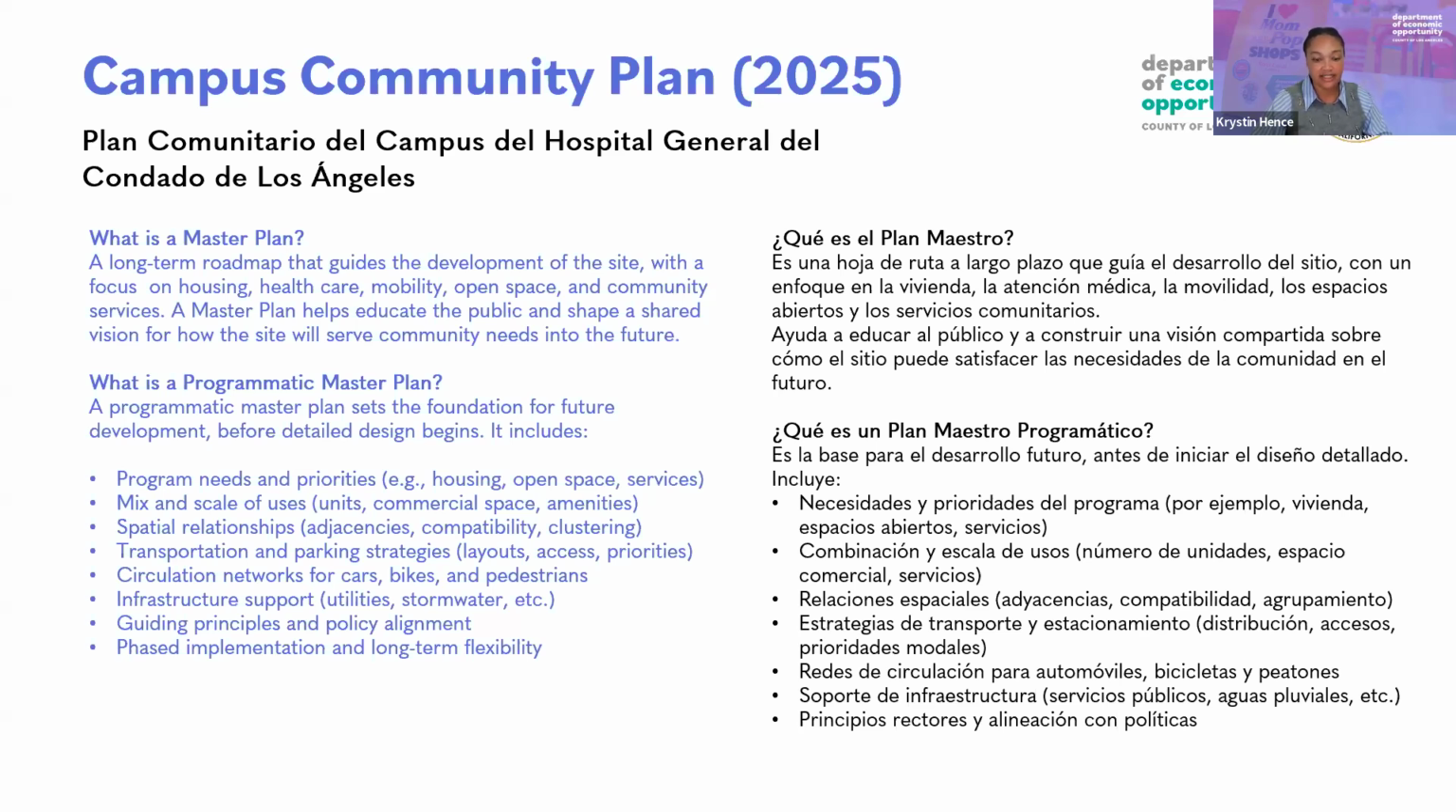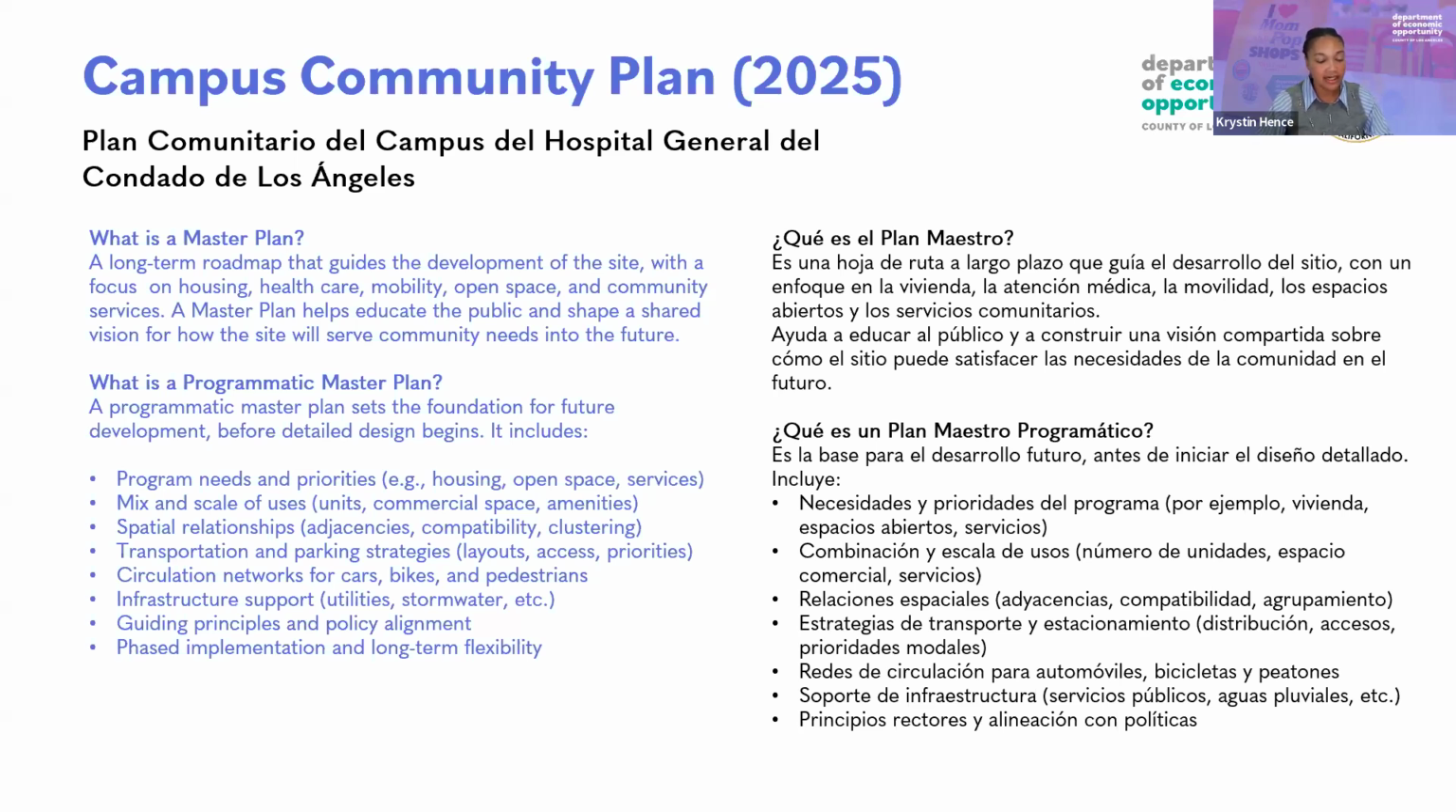This is getting all of your ideas on paper, communicating that to the county, to the development team, and really working through different iterations of site design and programmatic elements. And so that leads to what we're calling a programmatic master plan, which looks at high-level programs and priorities, a mix of scale and uses. So what is the right size, shape, siting, adjacencies of these buildings as we think about spatial relationships? What are the transportation and parking strategies, circulation networks, infrastructure support, and guiding principles for this development? And then as we think about implementation, what is the phased approach that will allow for long-term flexibility to accomplish all of these goals?